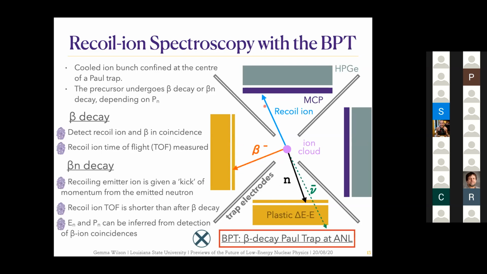For beta-delayed neutron emission, you're still detecting the recoil ion pairs. So you're still measuring the time of flight of the recoiling ion, so you'll still detect the beta and the recoil. You won't necessarily detect the neutron, but what's different here is that the recoiling ion gets an extra kick of momentum from the neutron, and that's how we're able to distinguish the different events. So the time of flight is used to then infer the neutron energy and the probability.